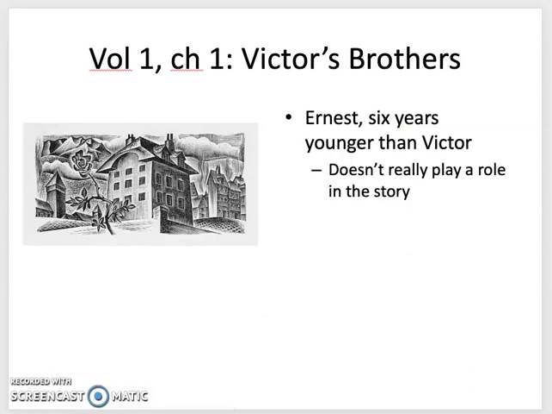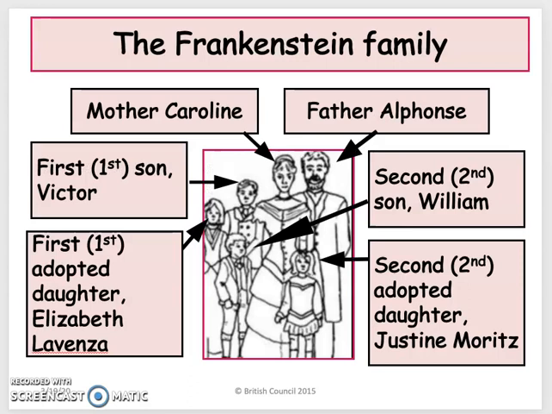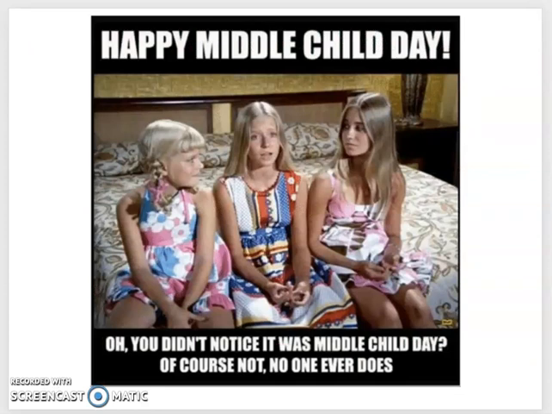Now we come lastly to Victor's brothers and Ernest. Oh, bless Ernest's heart. He's 6 years younger than Victor, and he doesn't really play a role in the story at all, which brings me back to the slide at the beginning. Who's missing? Ernest, the troubled middle child, is not present in that slide, and he's not present really in this novel. I'm not sure why she included him, but anyhow, he's there.